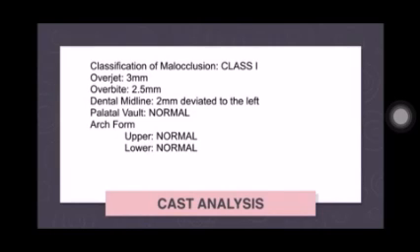Cast analysis. Classification of malocclusion is Class I. Overjet is 3 millimeters. Overbite 2.5 millimeters. Dental midline is 2 millimeters deviated to the left. Palatal vault is normal. The arch form of both upper and lower are normal.